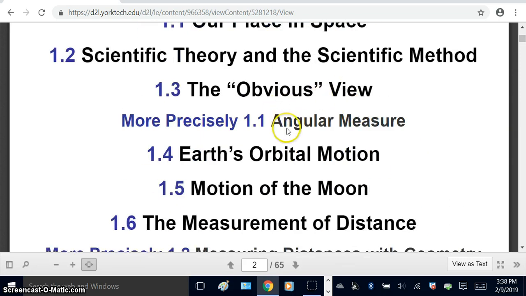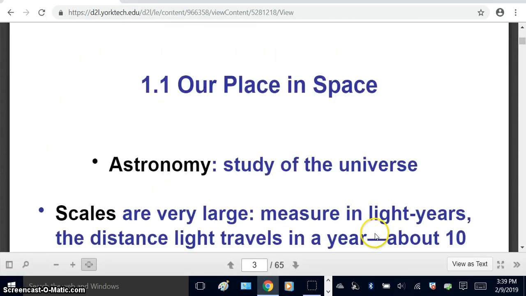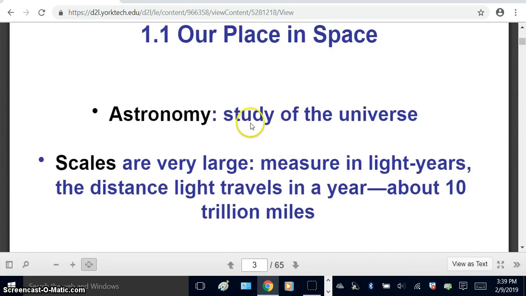All right, so we'll talk about the rest of this stuff: how the Earth moves, how the Moon moves, measuring distances using geometry, and of course we'll look at the study of the entire universe very briefly. Of course, this is mostly about the solar system, but we've got to get a sense of where we are.